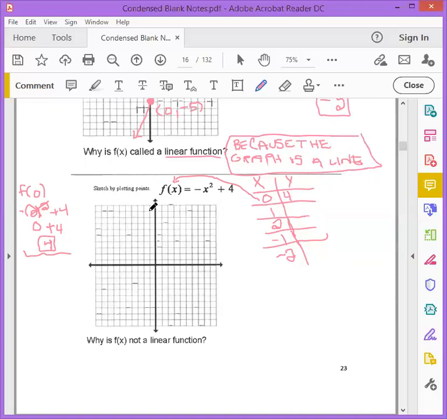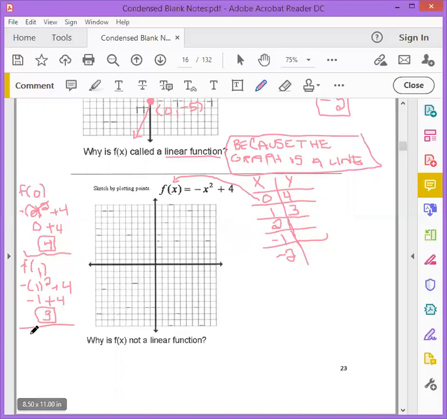Now let's find f of 1. We'll have f of 1 equals -1 to the second power plus 4. 1 to the second power is 1. However, look at that minus sign that's in front of the parentheses. We want to carry it down. We have to apply this sign. Plus 4 behind the parentheses. -1 plus 4 gives us 3. So the value of the function when x is 1, our y-coordinate will be 3.